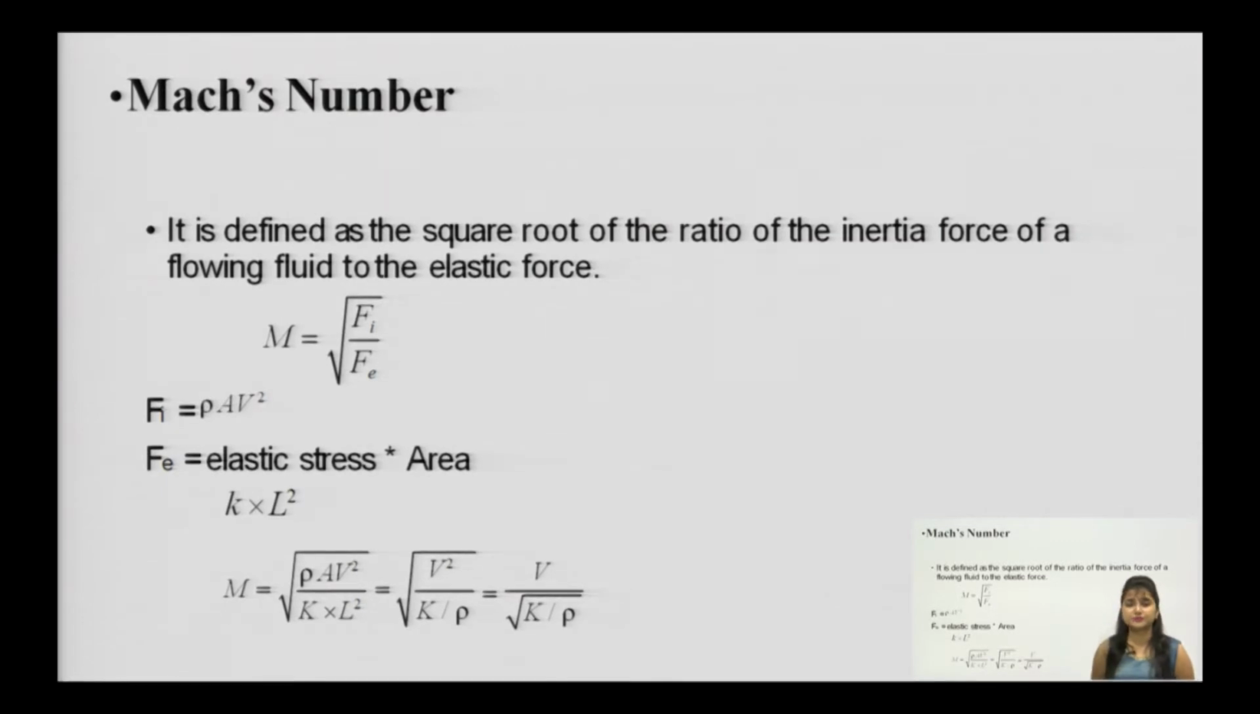Coming to Mach number, it is defined as the square root of the ratio of the inertia force of the flowing fluid to its elastic force. Inertia force you have already taken the same way, and under elastic force you can keep K into L square, and hence you get a simplified form as V under root K by rho.